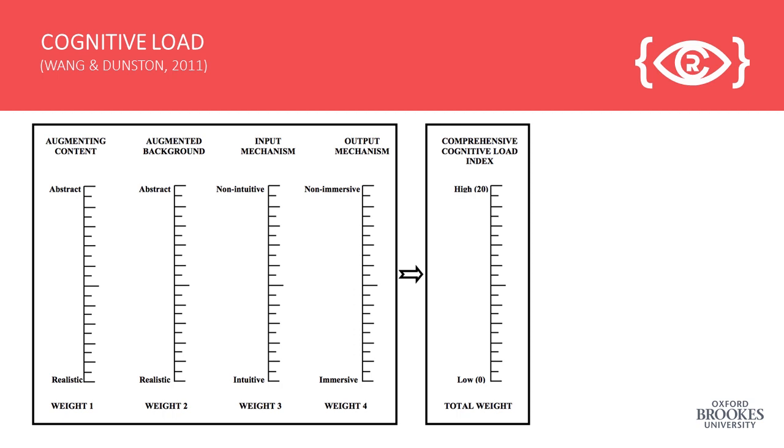So they proposed, based on that, to look at those four categories, do a ranking of the application you have in mind, and then you can predict the cognitive load that you can expect on the side of the user.